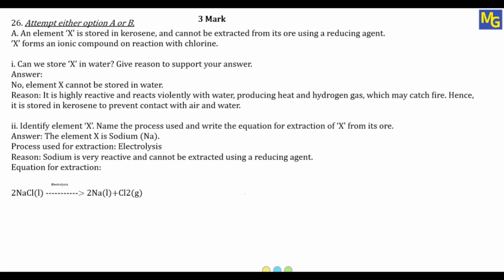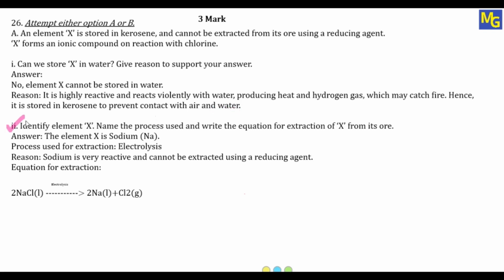So as I told, sodium is highly reactive. When it is added in water, it reacts violently, producing heat and hydrogen gas. So it produces heat as well as formation of hydrogen gas, which may catch fire. So it can also catch fire. Hence, it is stored in kerosene to prevent contact with air and water. So this is the reason for question number 1.